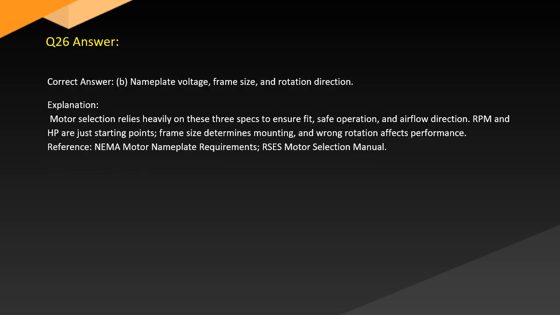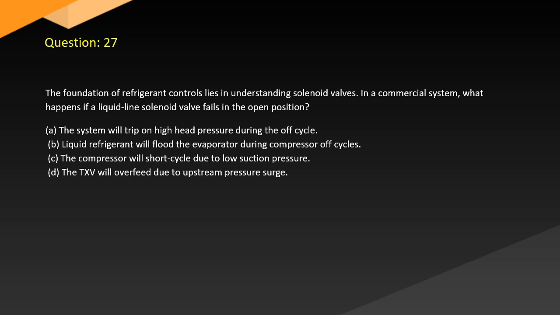Answer. Correct answer: B. Nameplate voltage, frame size, and rotation direction. Explanation: motor selection relies heavily on these three specs to ensure fit, safe operation, and airflow direction. RPM and HP are just starting points. The frame size determines mounting, and wrong rotation affects performance. Reference: NEMA motor nameplate requirements. HRC's motor selection manual.